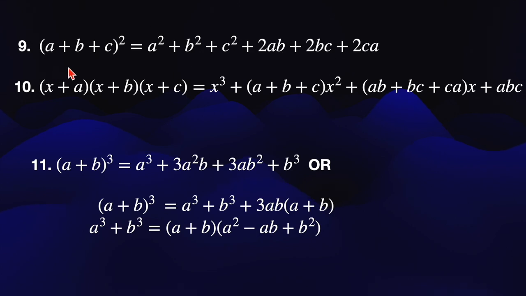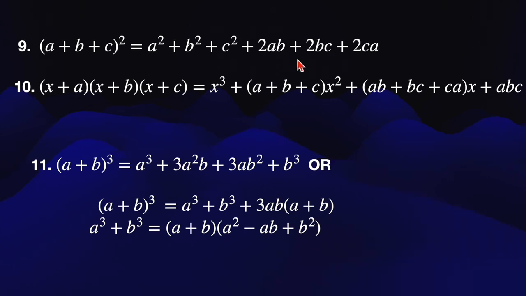Next one is (a + b + c)². So this is equal to a² + b² + c² + 2ab + 2bc + 2ac.